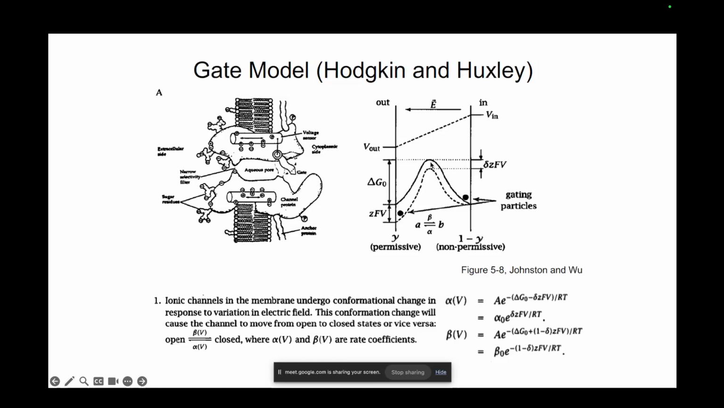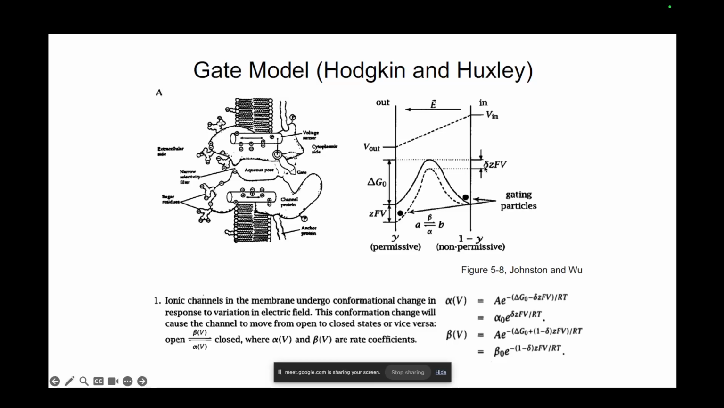Now, this energy barrier in biochemical reactions, if you recall, is lowered when you have an enzyme working with it. In this case, this energy barrier is lowered when you have an electric field around the ion channels. So this conversion of going from one state to the other state and back is given by this particular reaction. So you go from A to B with a rate of beta, and you come back from B to A with a rate of alpha.